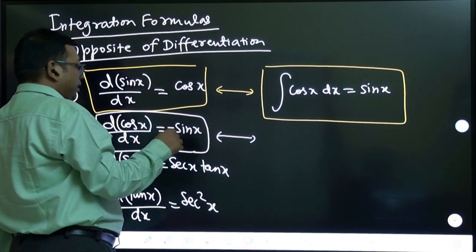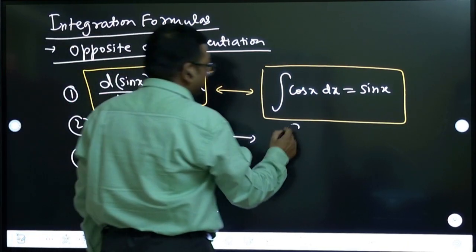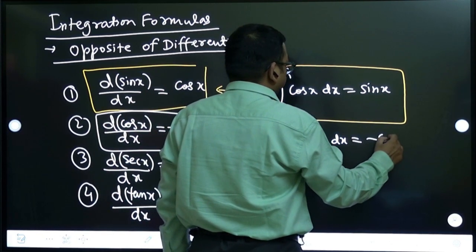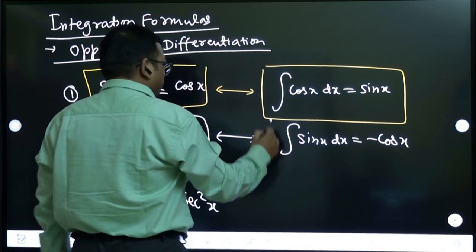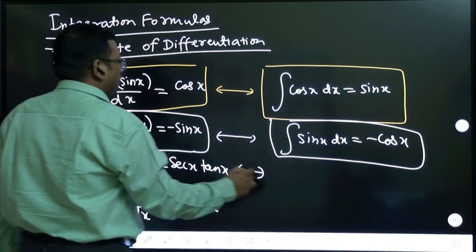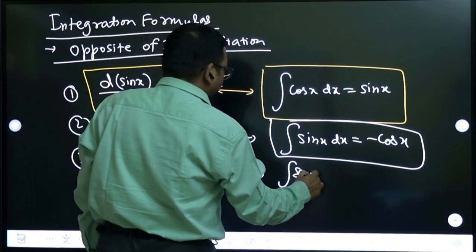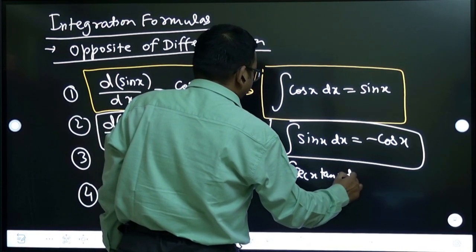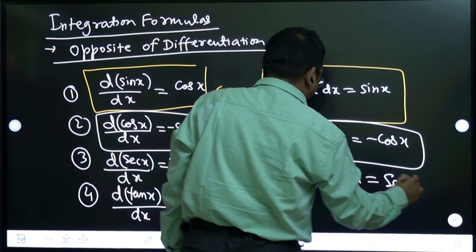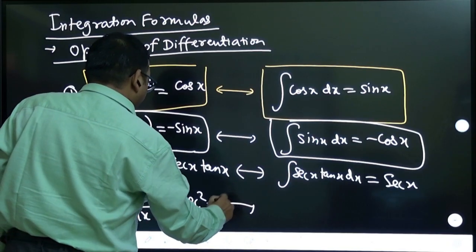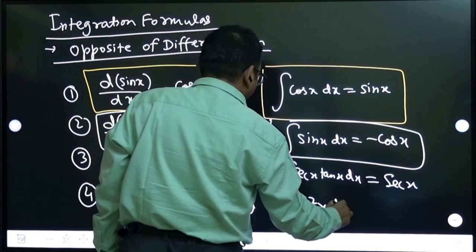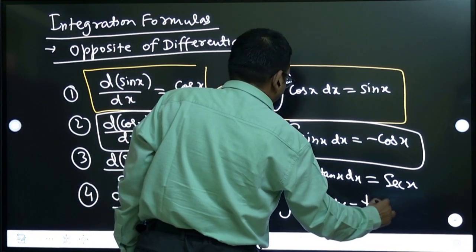So that means sin x, if you integrate, this minus sign will go that side. Sin x integration, if you do, you will get minus cos x. This is opposite of that. Similarly, opposite of this will be what? Integration of secant x tan x with respect to x will give us secant x. Similarly, integration of secant square x dx will give us tan x.